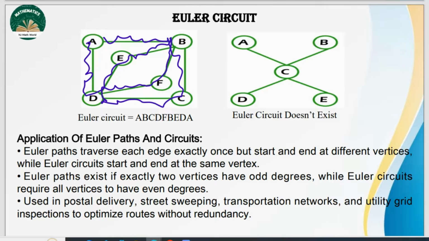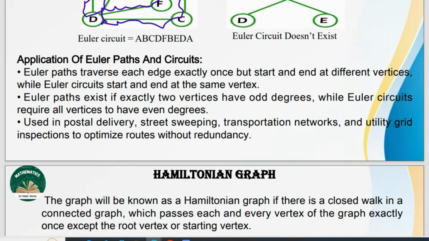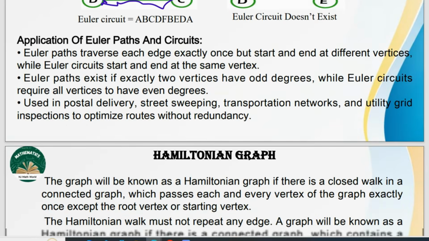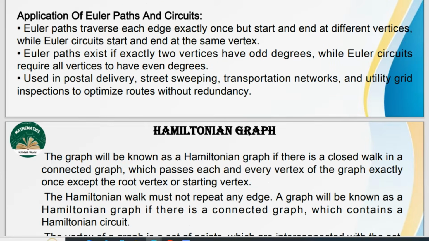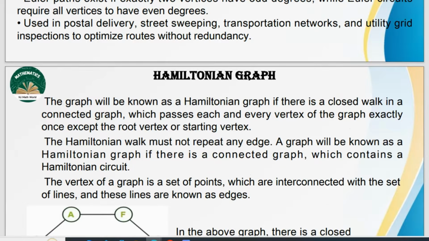Application of Euler circuit: a Euler path traverses each edge exactly once, but the starting and ending are at different vertices. With a Euler circuit, you start and end at the same vertex. A Euler path exists if exactly two vertices have odd degree, while a Euler circuit requires all vertices to have even degree. It is used in postal delivery, street sweeping, transportation networks, and utility grid inspections to optimize routes within the network and reduce redundancy.